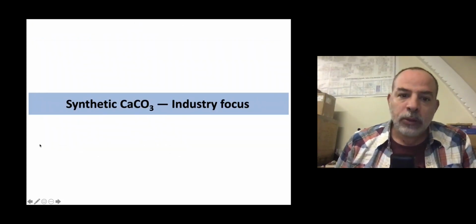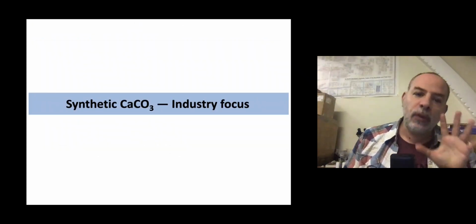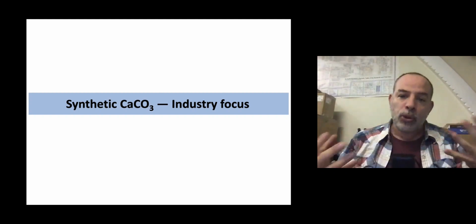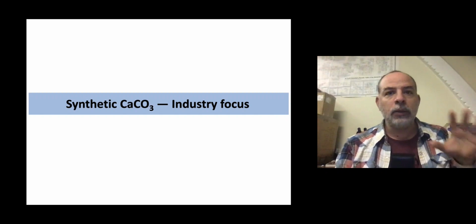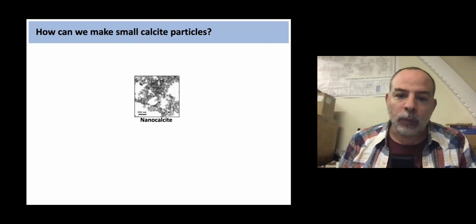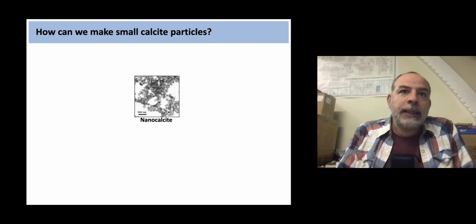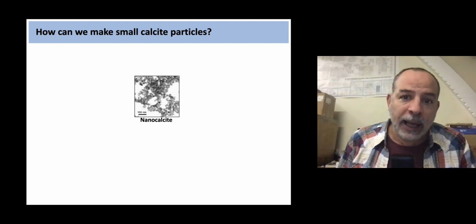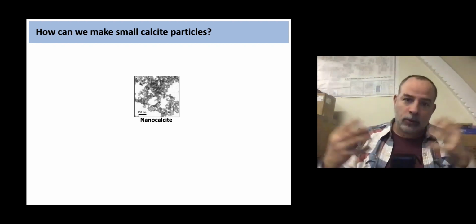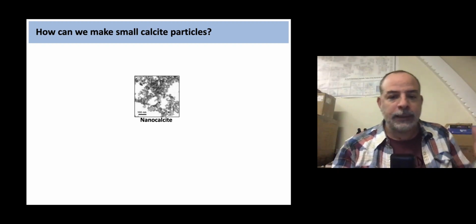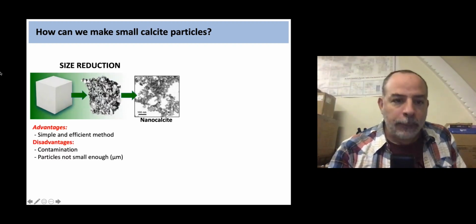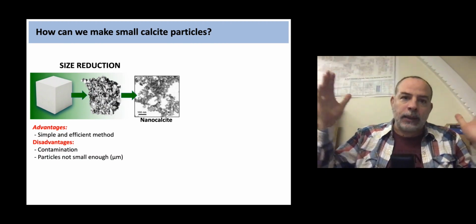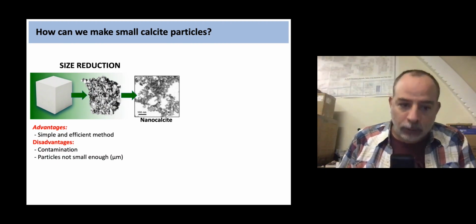Okay, I'm now moving to the second part of this talk, which is more focused on synthetic calcium carbonate, and in particular with a focus on industry, because I want to explain how we can obtain nanocalcite. Nanocalcite can be very interesting because nanoparticles have a very high surface area, and we can envision two ways of producing nanocalcite. The first one is by size reduction. We can take a big calcite crystal and start breaking it in pieces to obtain nanocalcite.